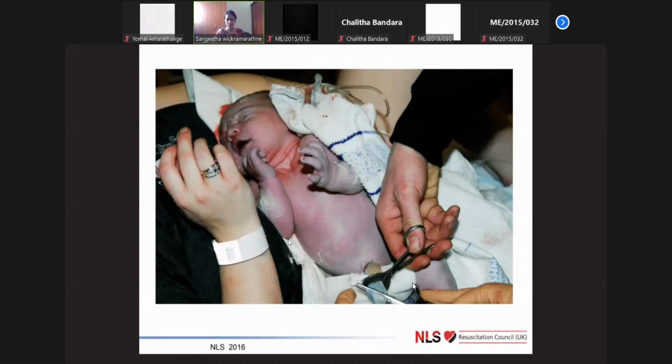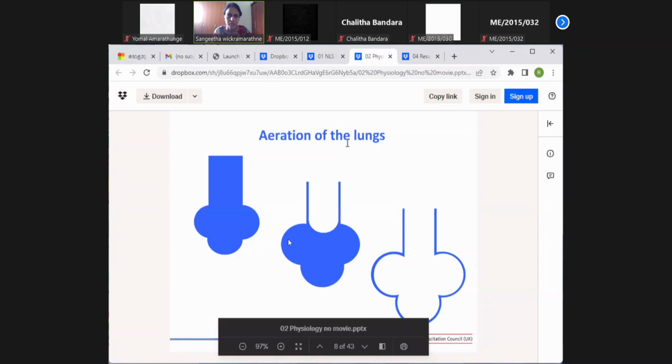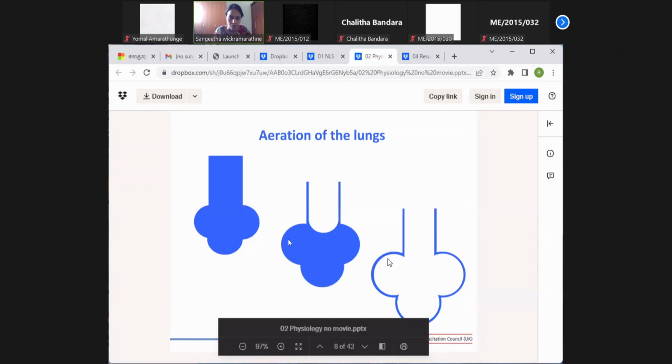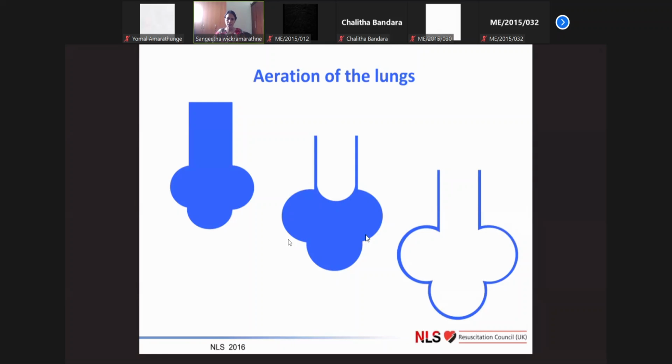There are some basic things that we have to observe, examine and do just after birth, right? I want you to concentrate on the physiology behind the resuscitation of a baby, because you will be able to easily understand when we look at the physiology behind the baby's birth and its related events, right?